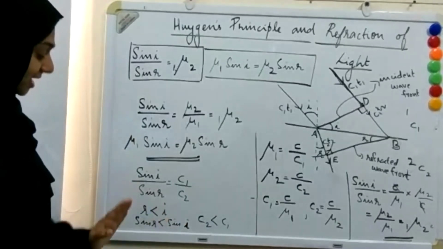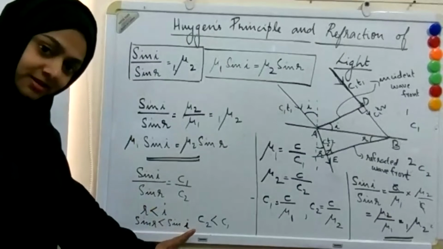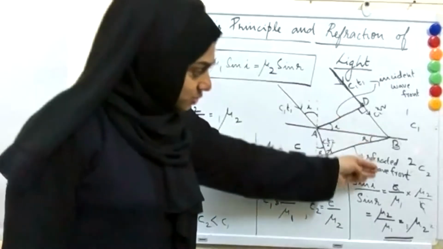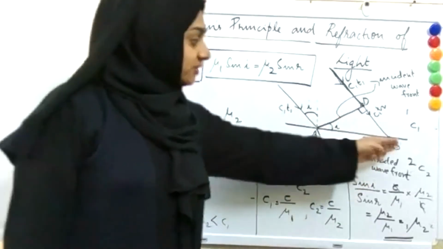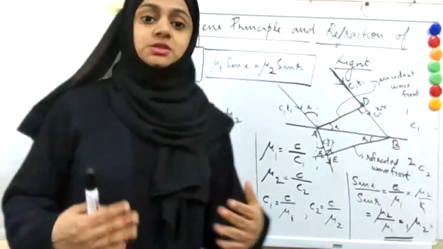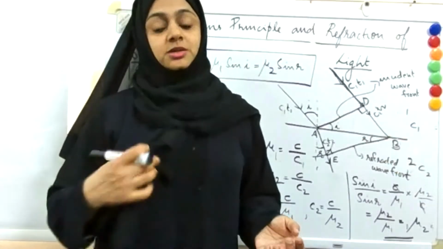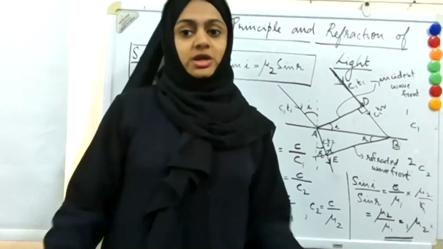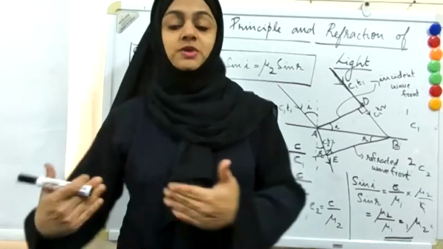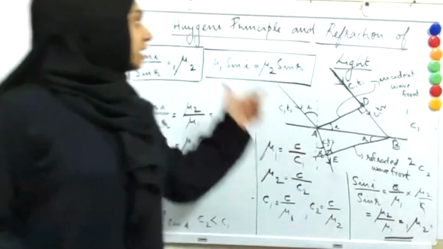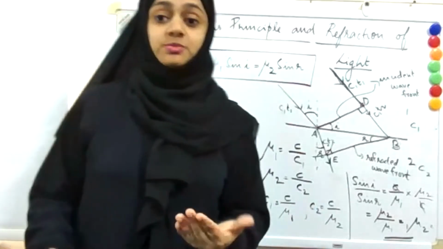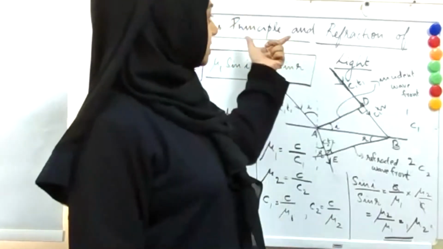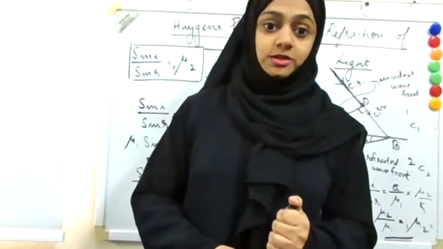So r is less than i means sin r is less than sin i. And then C2 will be less than C1, which means when it enters a denser medium, the velocity is reduced. So that is the actual concept. But the corpuscular theory explained it in the reverse way. Now we know that light, when it enters a medium, its velocity reduces. So the Huygens principle agrees with that concept, or it comes naturally from Huygens principle. Therefore, Huygens principle has this advantage over the corpuscular theory.